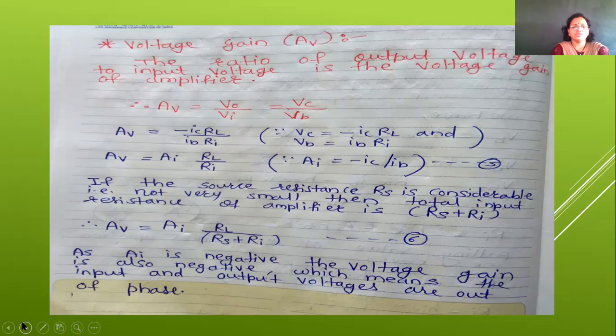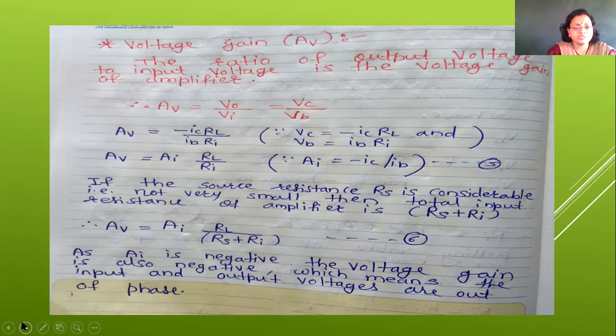So AV is equal to, what will happen then? AV is equal to, now if we put the values of VO and IB here, VO is equal to VC and VI is equal to VB. So VC is equal to minus RC into RL, these values come from the diagram, and VB is equal to IB into RI. So AV is equal to minus IC into RL upon IB into RI. So AV is equal to minus RC upon IB.